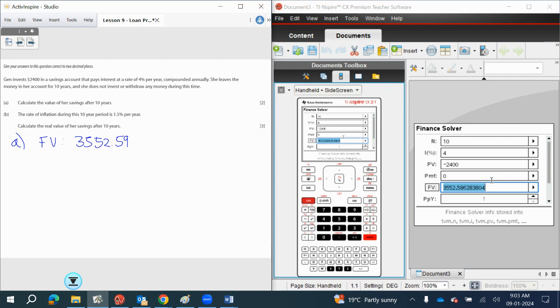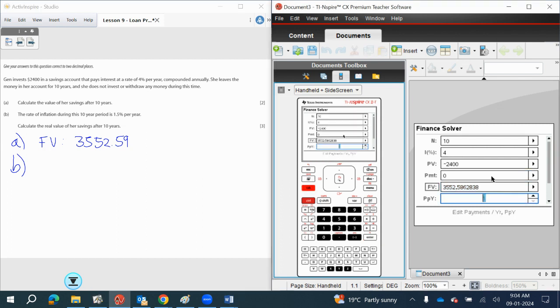So the rate of inflation during this 10-year period is 1.5%. Calculate the real value of her savings. So the real value is going to be given by the interest rate minus inflation. So we end up with an actual real interest rate of 2.5%. Because although the money increases, so does inflation. So in this particular case, we need to change the interest rate to 2.5%, and our future value is only going to be 3,072.